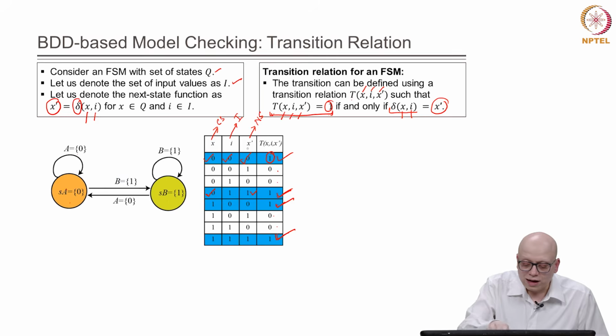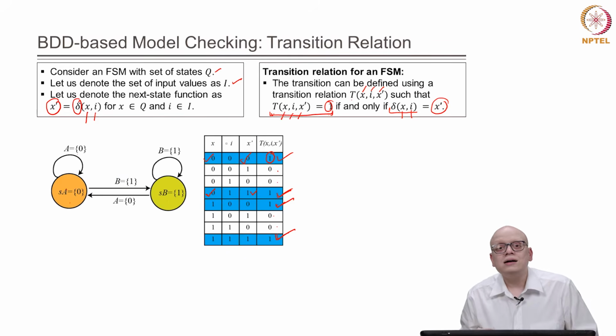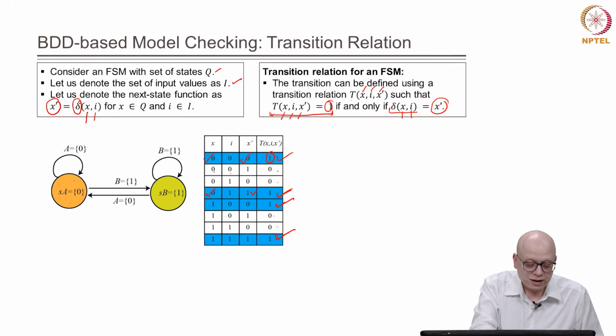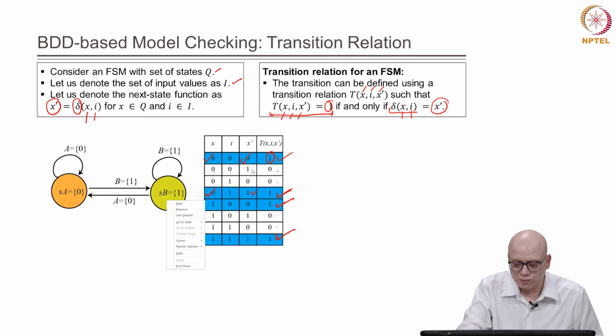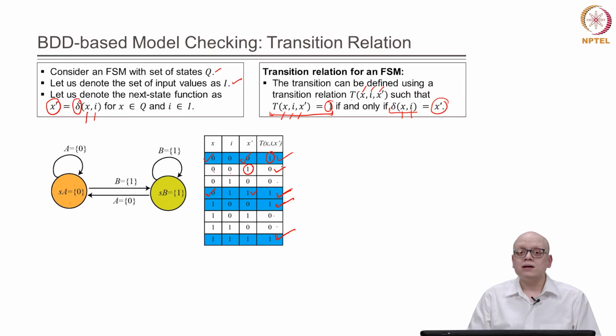Now, the other zeros are for the transitions that do not exist in the FSM. For example, from the state 0 and input 0, it never goes to the state B, and therefore this entry is 0, right, and this is how we build the transition relation for a given FSM.